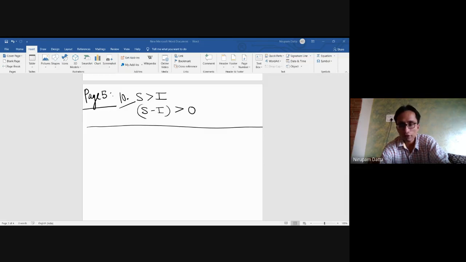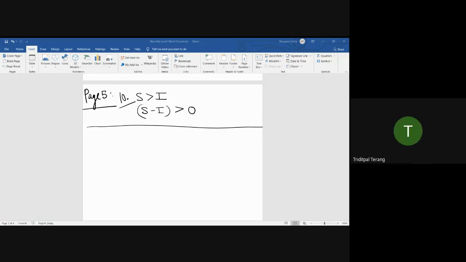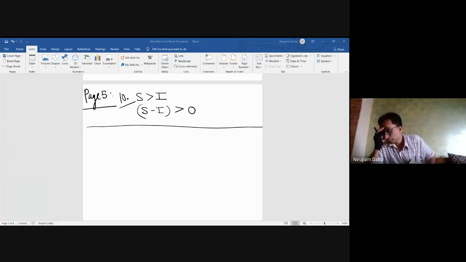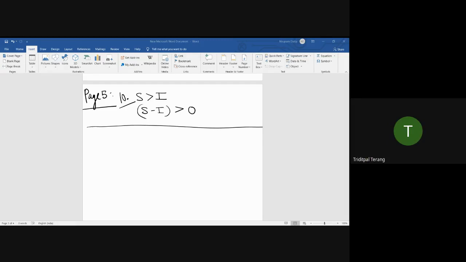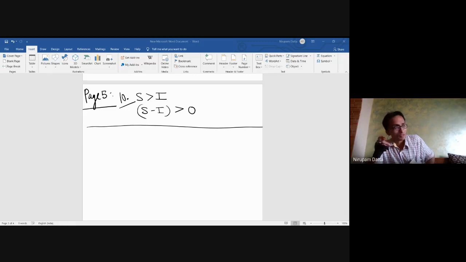When can this happen, Tridit? Sir, this saving is greater than investment. Yes, when does it happen? Sir, if there is an increase in interest rates, then people will save more. I explained just now something: when S minus I can be greater than 0. Usually in the circular flow of income, it always gets balanced. So when can that happen?